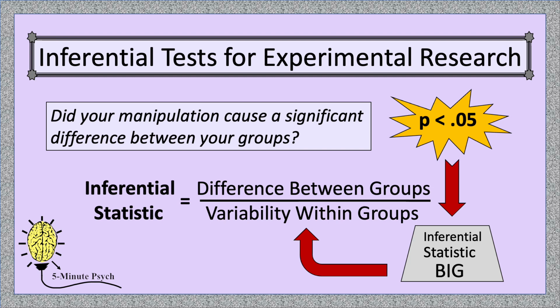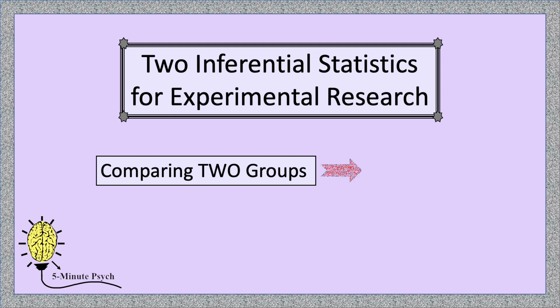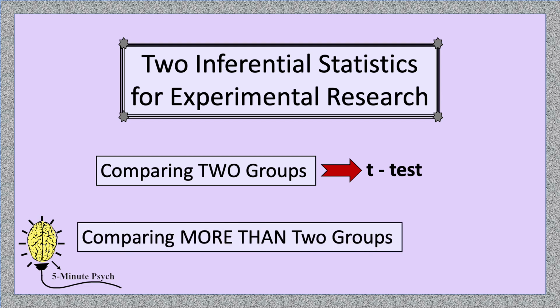This means that if we have a big difference between the means of our groups, as well as a small variability in the scores within each group, we're much more likely to find that p is less than 0.05. Other than the difference between groups and variability within groups, p depends on the number of participants. With more people in your study, you need to find less of a difference between your groups in order to get significance. The inferential statistic we calculate for experimental research really depends on the number of groups we're comparing. If we just have two groups, then we would use a t-test as our inferential test to find our p-value. But if we have more than two groups, we would use an f-test, or an analysis of variance, to test for significance.